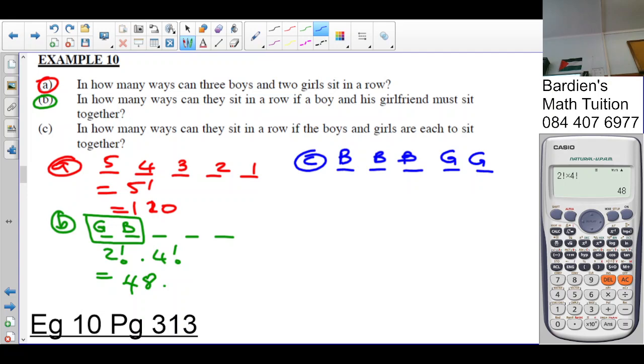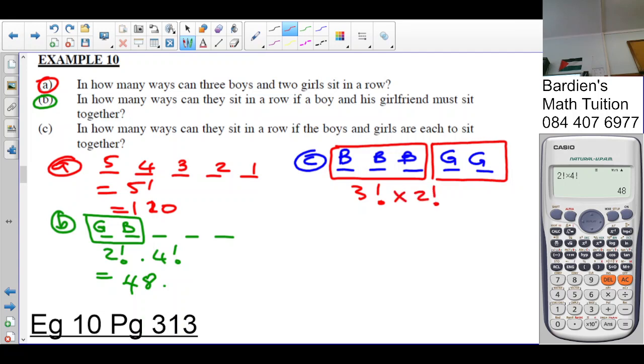So what do we do now? We bind the boys. So how many ways can the boys be arranged? How many options do I have here? 3. Then? So what is that? 3 factorial. The girls can be arranged now. 2 factorial.